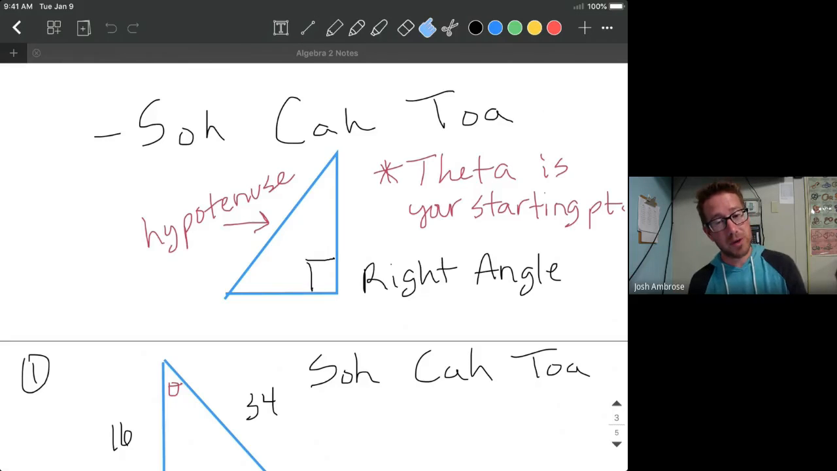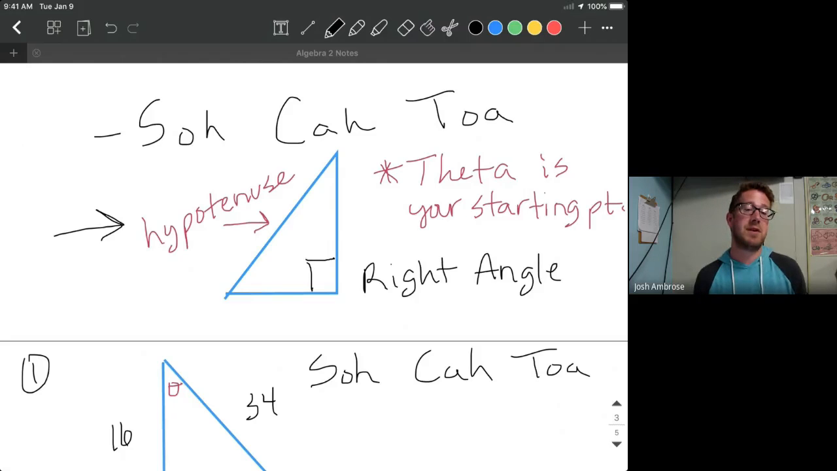All right, the next thing is I'm sure you've heard SOHCAHTOA, and if you have not, welcome to SOHCAHTOA. Throughout this section you'll mainly be given right triangles, which are triangles that have a 90-degree angle. There's your right angle. The side opposite the 90-degree angle is called the hypotenuse, the longest side of a right triangle. And you may wonder, what is your starting point? Because they're going to ask you to solve for things. Theta is always your starting point.